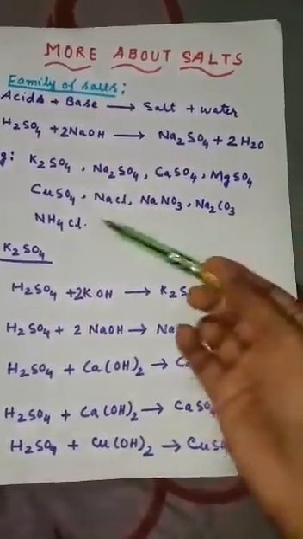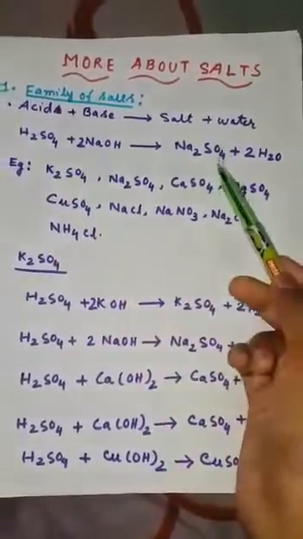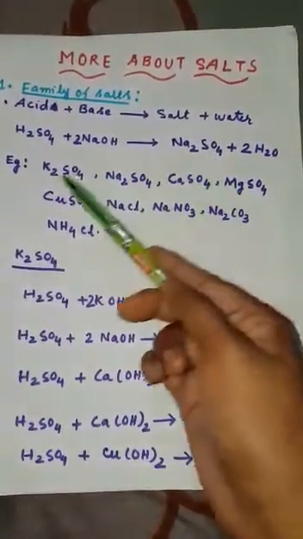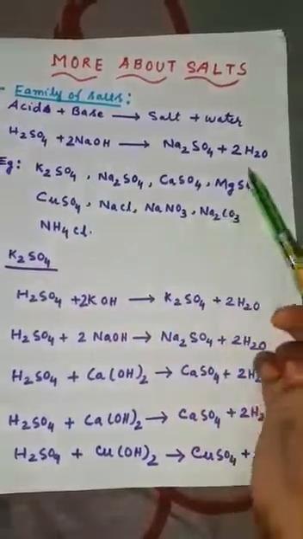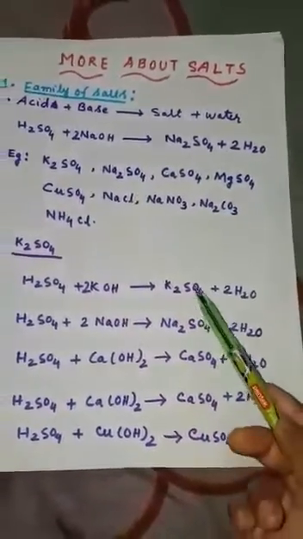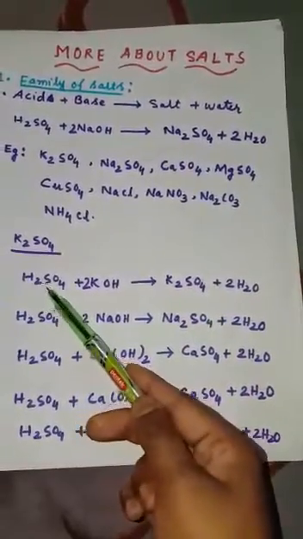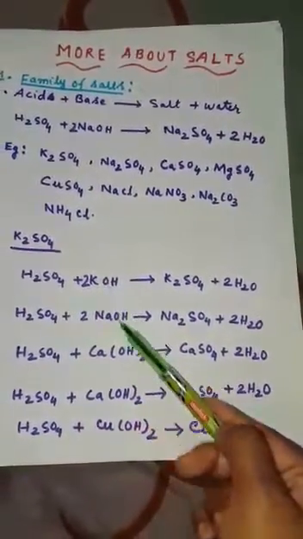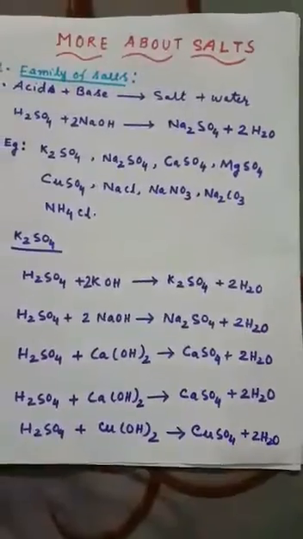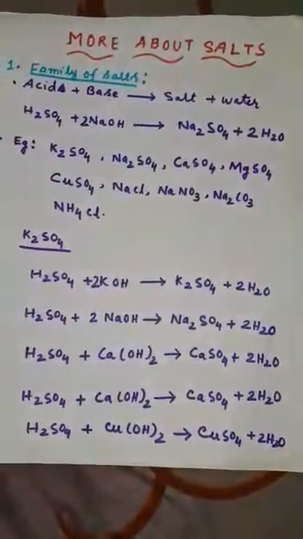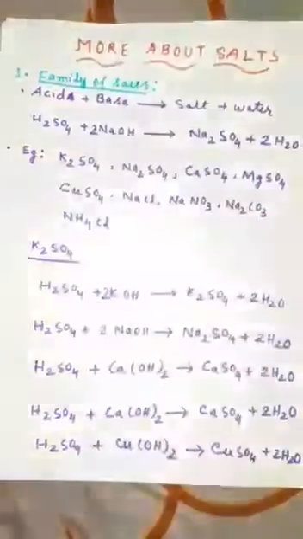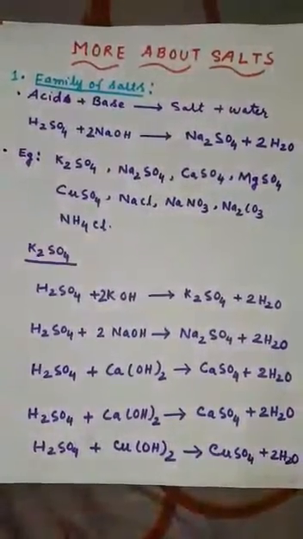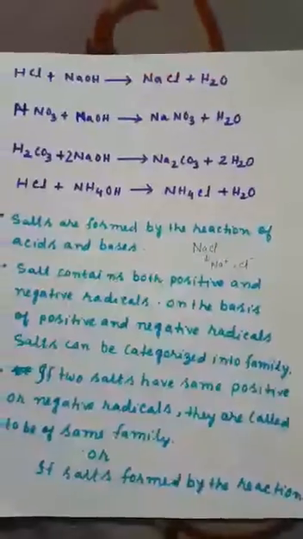Let us take some examples of salts. Sodium sulfate is a salt which is formed by the acid sulfuric acid and the base sodium hydroxide. Similarly, potassium sulfate is formed by the acid sulfuric acid and base potassium hydroxide. So you should know the different types of acids and bases present in different types of salts. Now today we will learn about a new topic called family of salts.